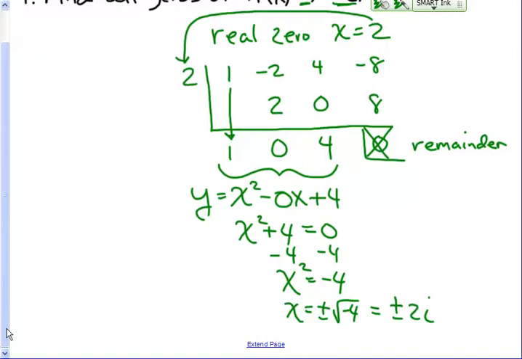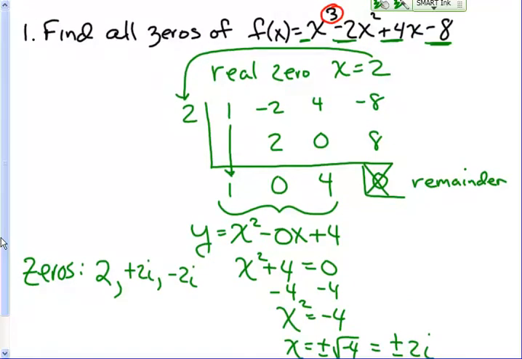So our final answer, our zeros, are a real zero of 2 and two complex zeros, plus 2i and negative 2i. Again, we've got 3 zeros, and our original problem was an x to the third. So that's finding zeros. Let's move on to our next problem.